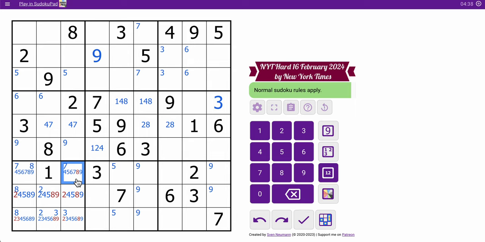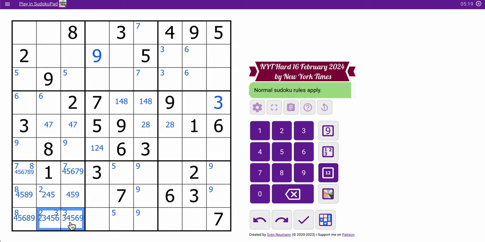Okay, this one's not 8. This isn't 2. This isn't 8 or 9. This isn't 2 or 8. 2 or 3, not 8 or 9, not 2 or 8. Okay. 2's there and nowhere else in the box or column that I can see. 3's here, and the same scenario applies.